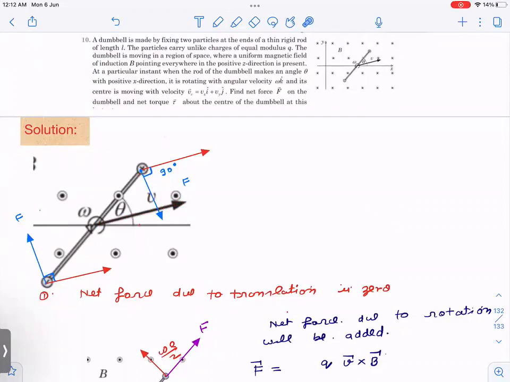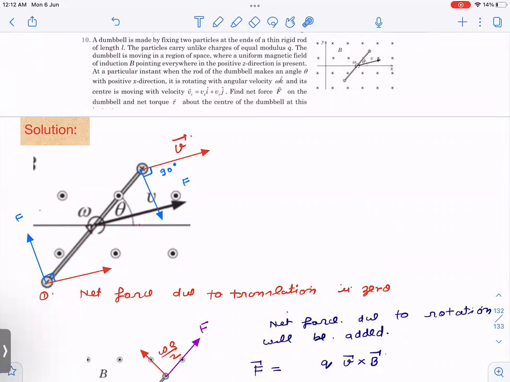Then in translation, what happens? Each and every point has the same velocity. So every point of the rod has the same velocity, including these two charges also. This is positive, this is negative. So this red arrow you are seeing is parallel to this vector. So this is a velocity V. And for positive charge and negative charge, it is the same velocity.